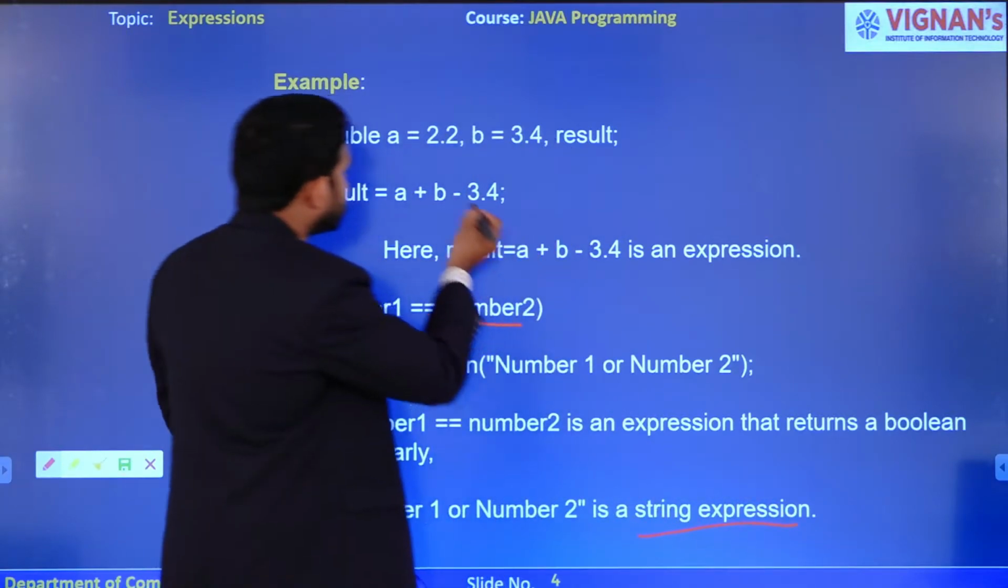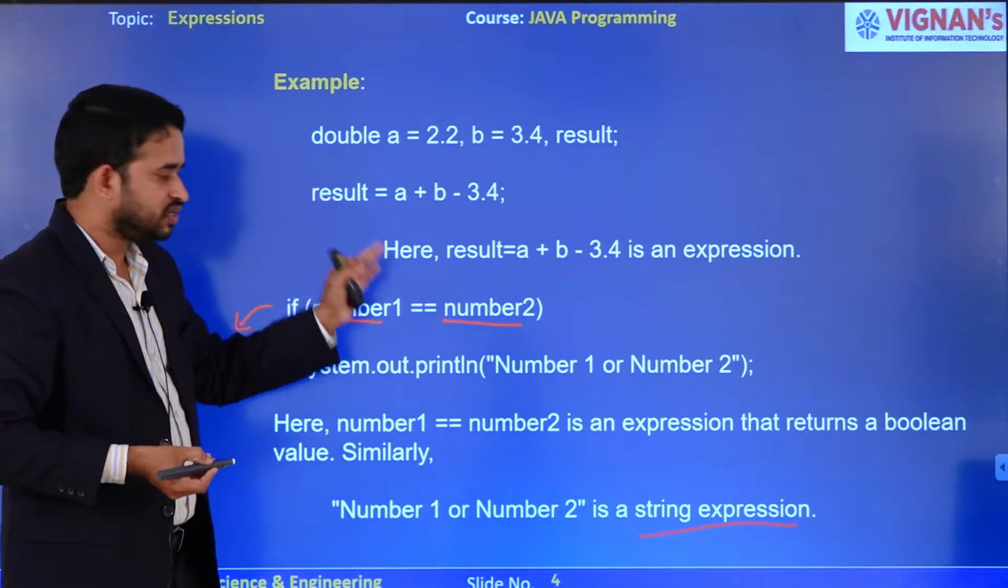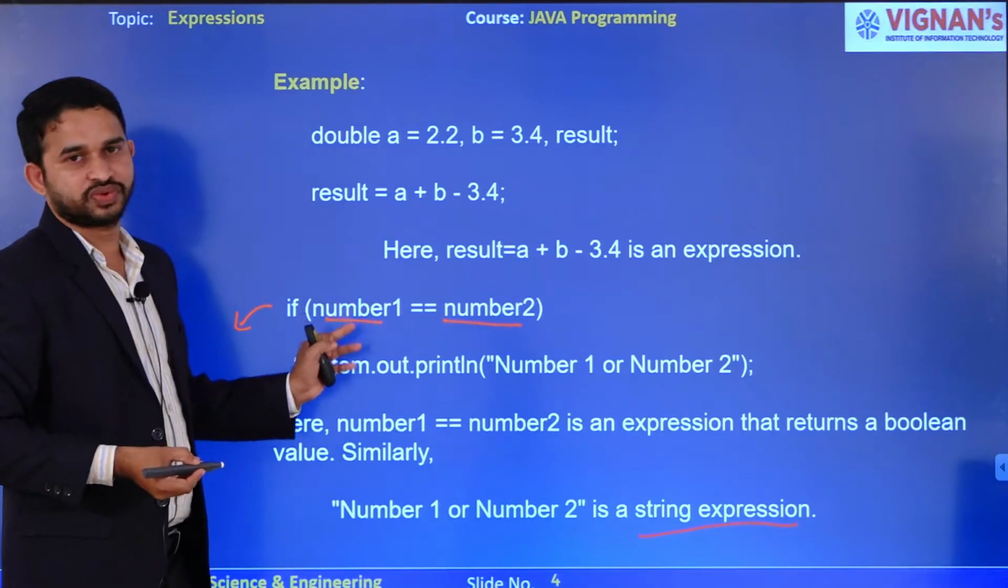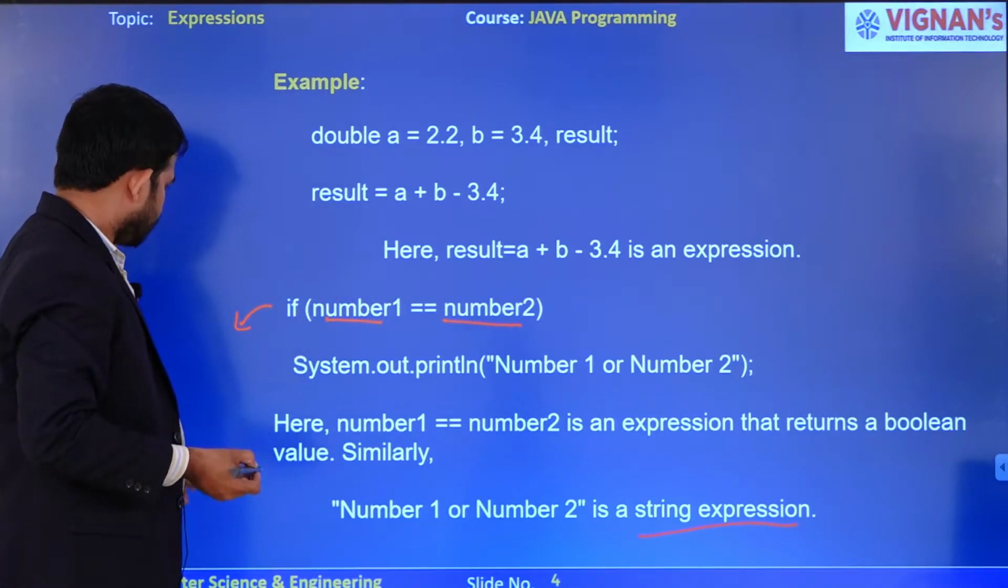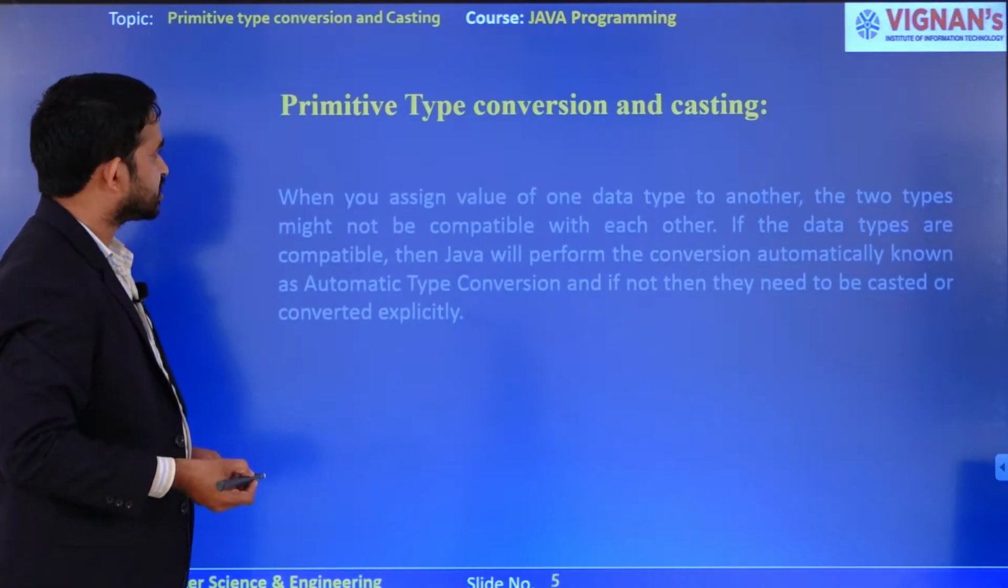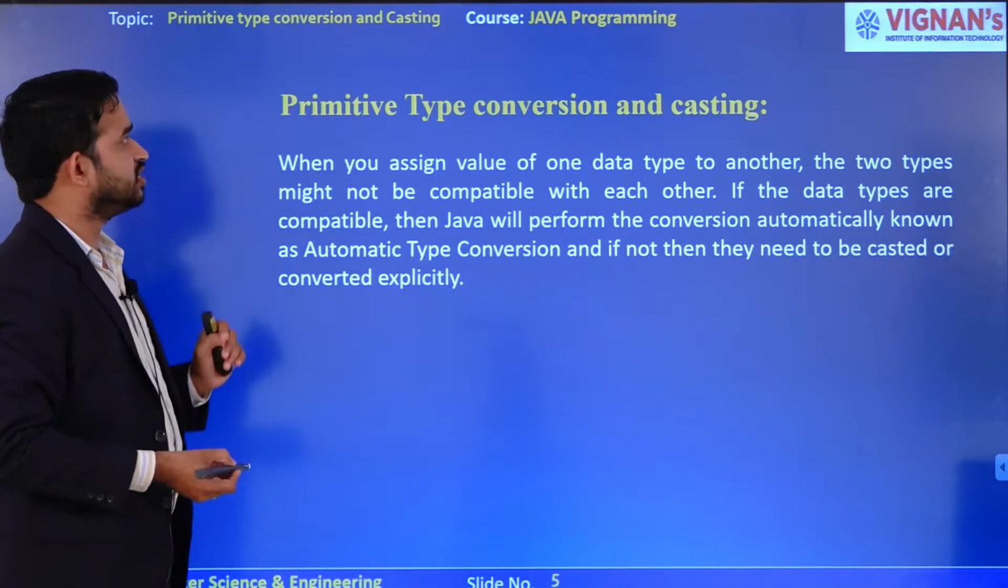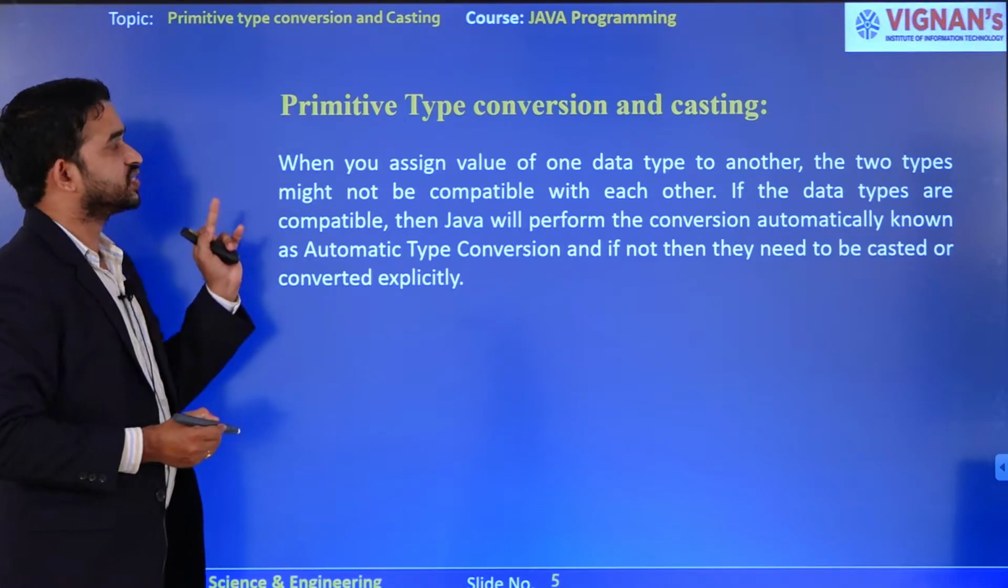Till now we have seen general expressions, right? An integer type of expression, and this is a string type of expression. So this is about expressions. Next concept is primitive type conversion and casting.